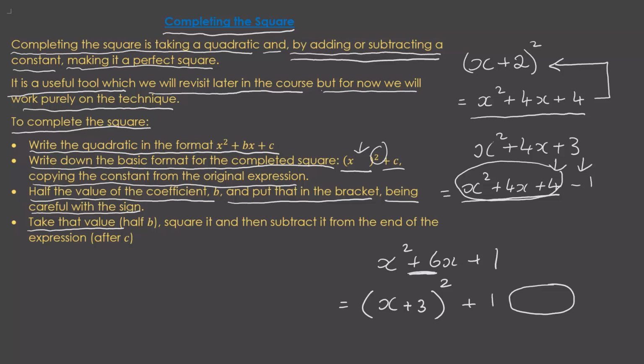We take that value, that's half of b, square it and then subtract it from the end of the expression after c. In other words, the constant that I mentioned just here, that we'll look at in the examples, I will square this plus 3, which is 9, and then I'm going to take it away at the end. As I say, we'll look at that in the examples, and we'll look at what completed square form tells us about quadratic expressions.